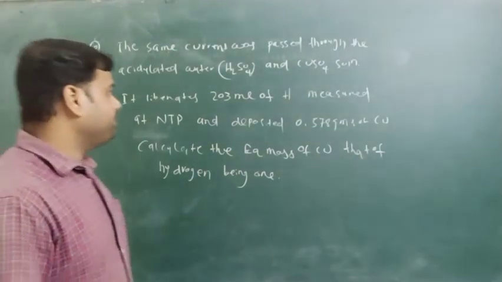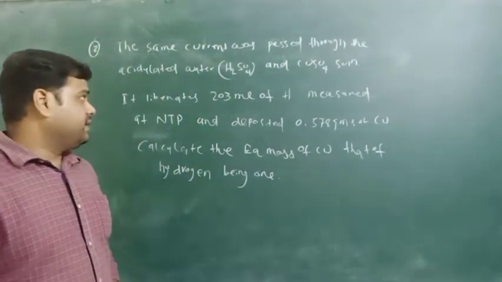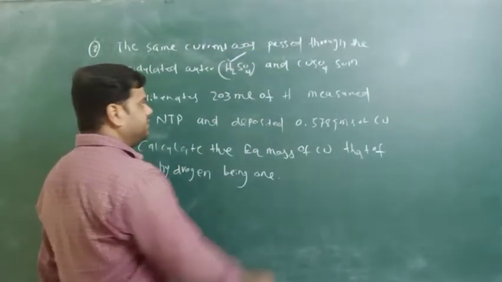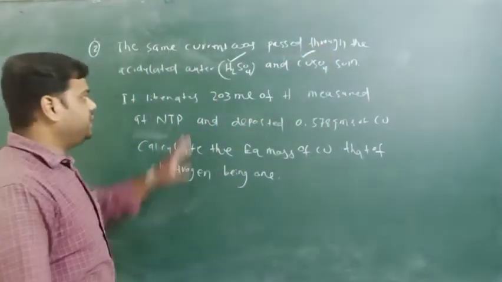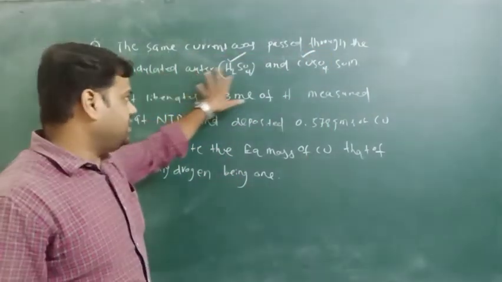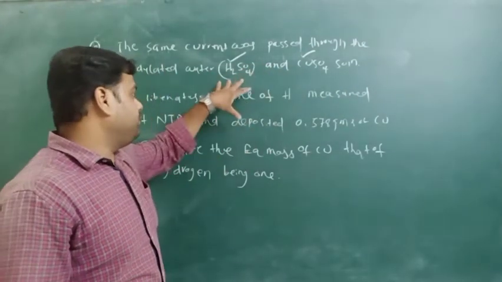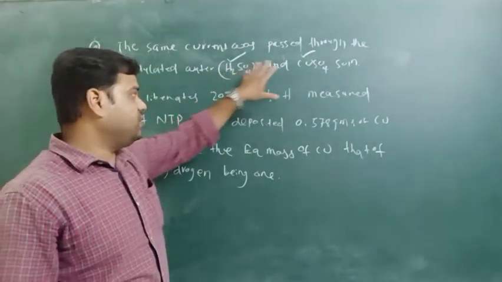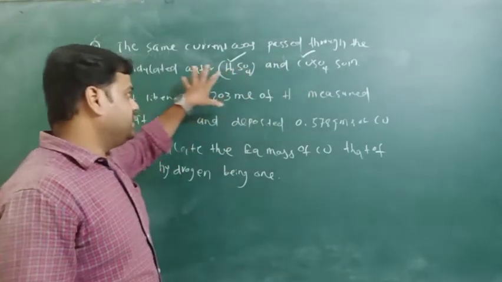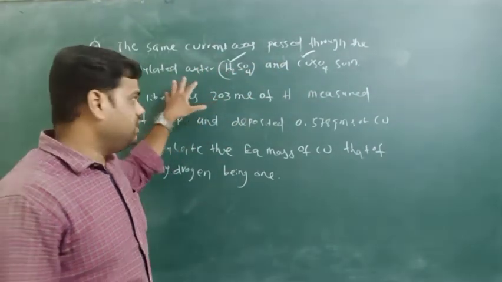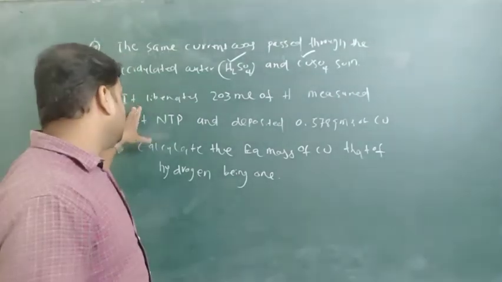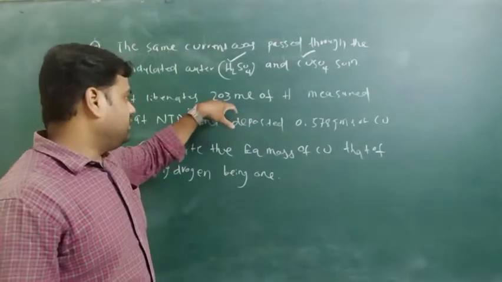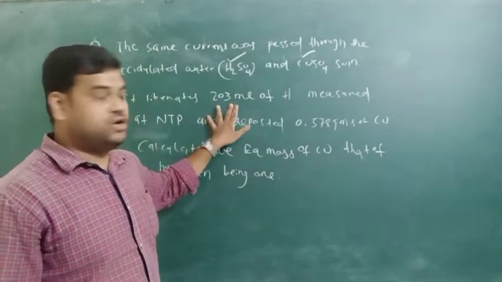Okay, so our electrolytic solutions are sulfuric acid, H2SO4, and copper sulfate solution. It means the same current was passed through the acidulated water and copper sulfate solution. The acidulated water electrolytic cell and the copper sulfate electrolytic cell are connected in series. Here the same quantity of electricity is supplied to the electrolytic cells. At that time what happens? It liberates 203 ml of hydrogen, which is measured at NTP. The mass of the hydrogen is given here in volume, not in grams.